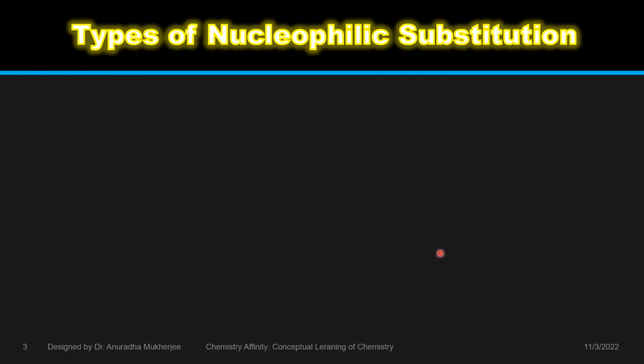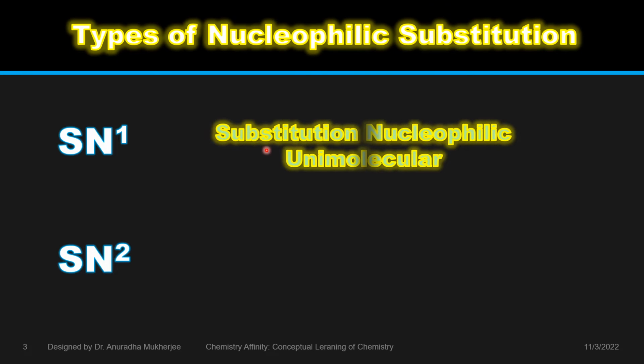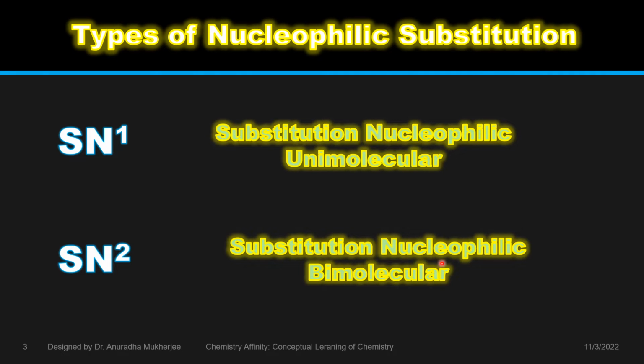There are two types of nucleophilic substitution reaction, SN1 and SN2. SN1 means substitution nucleophilic unimolecular and SN2 means substitution nucleophilic bimolecular. These unimolecular and bimolecular terms are related to chemical kinetics. When a chemical reaction takes place and the rate determining step depends on the concentration of only one molecule, that is called unimolecular, and when it depends on the concentration of two molecules, that is called bimolecular.